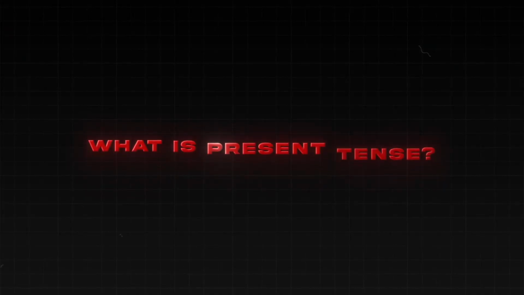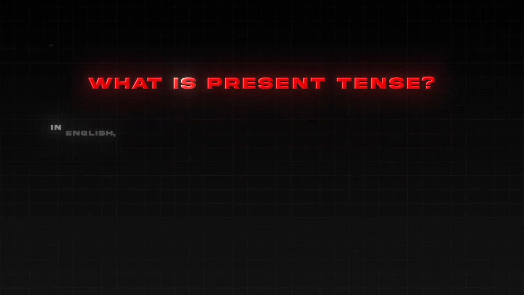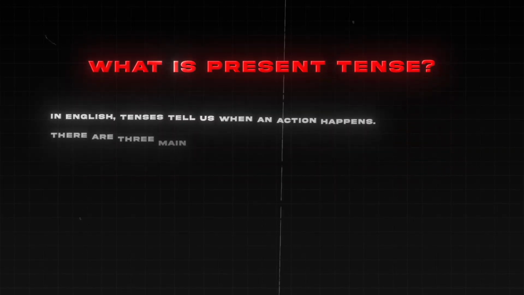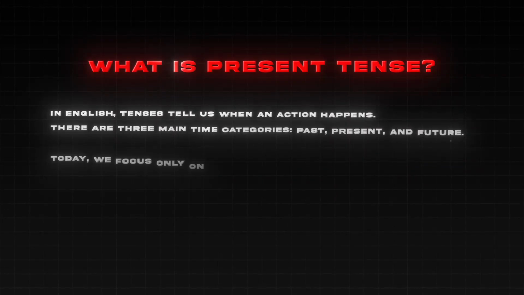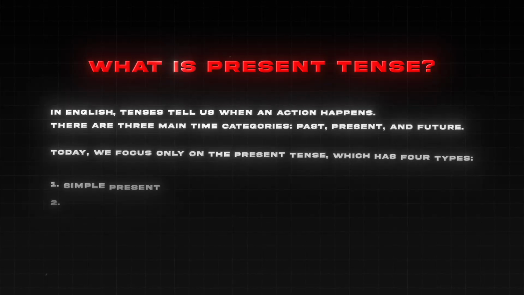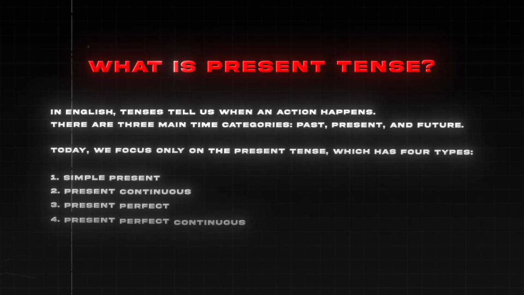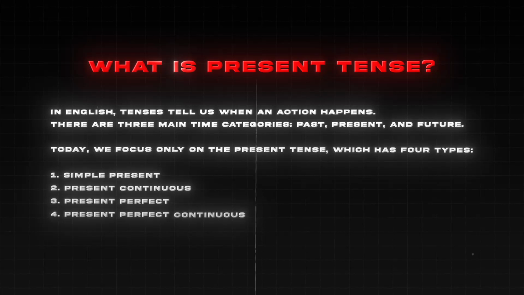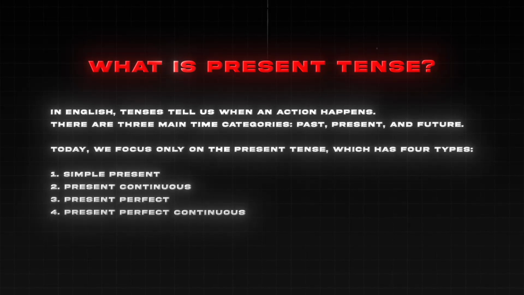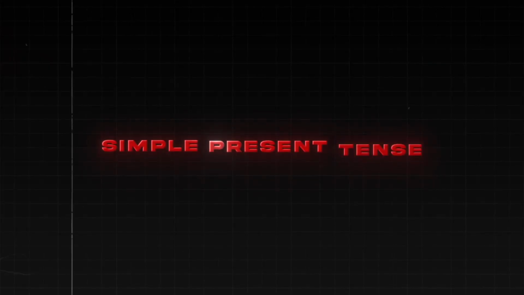Let's begin. In English, tenses tell us when an action happens. There are 3 main time categories: past, present, and future. Today, we focus only on the present tense, which has 4 types: simple present, present continuous, present perfect, and present perfect continuous. Let's start with the simple present tense.